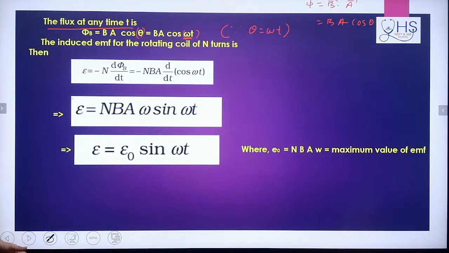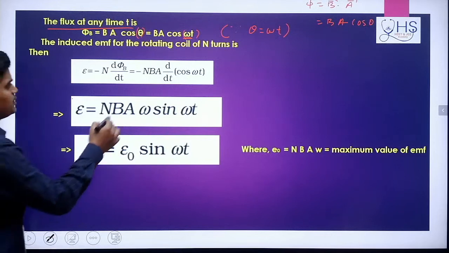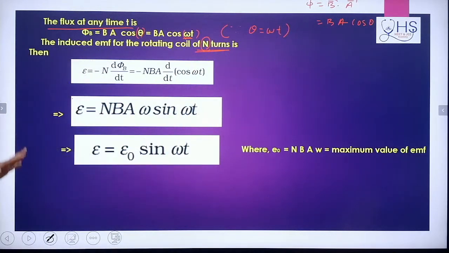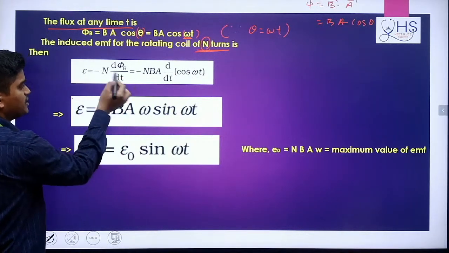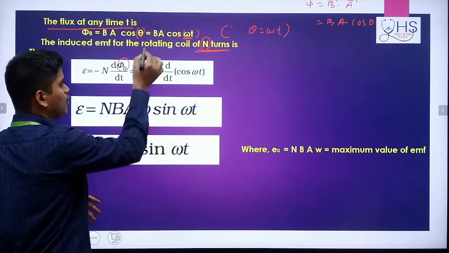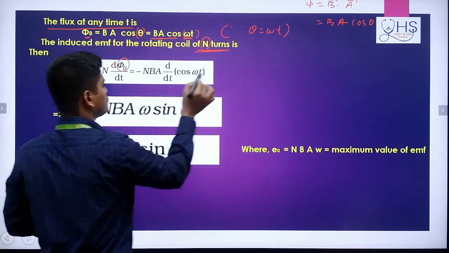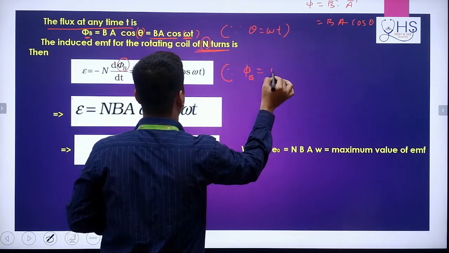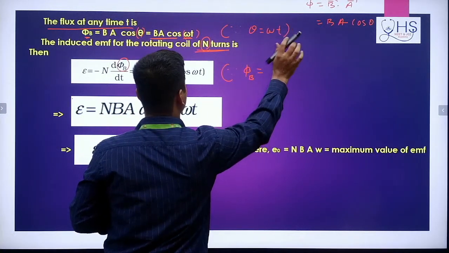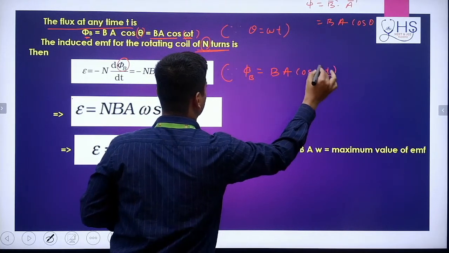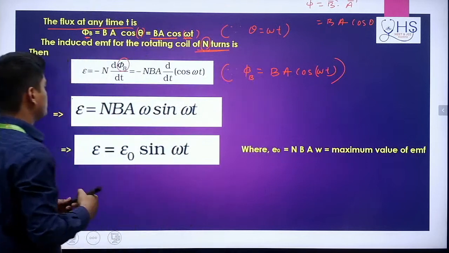Now according to Faraday's law, what is the induced EMF? Here the coil has n number of turns. Suppose that coil is having n number of turns, then EMF equals minus n d phi by dt. This formula you already know. And phi b is the magnetic flux already calculated here, BA cos omega t. So I substituted that here.